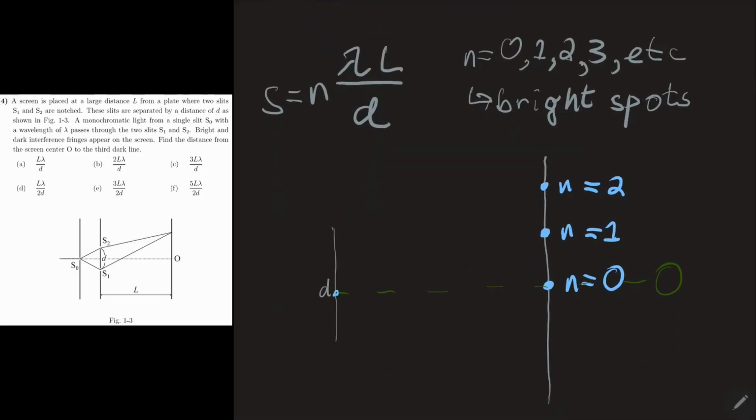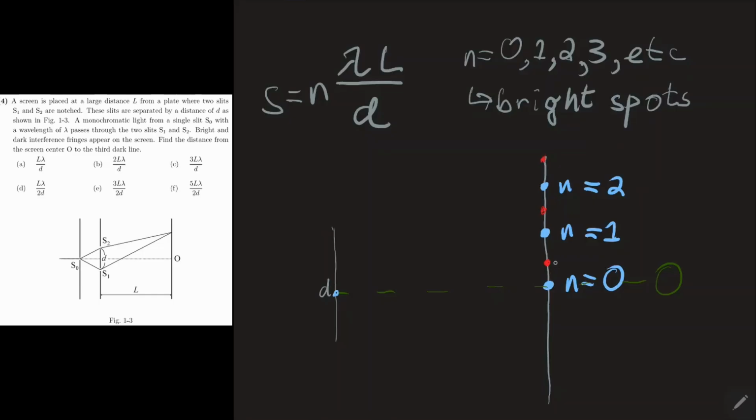The two slits would be right over here, and then directly across from it when n equals 0, that would be a bright spot. Then when n is equal to 1, you have the next bright spot, which is right here. When n is equal to 2, you have the next bright spot after that, and so on. So if these are the bright spots, then the dark spots are, of course, in between them. So you'd have a dark spot right here, a dark spot right here, a dark spot right there, and so on.